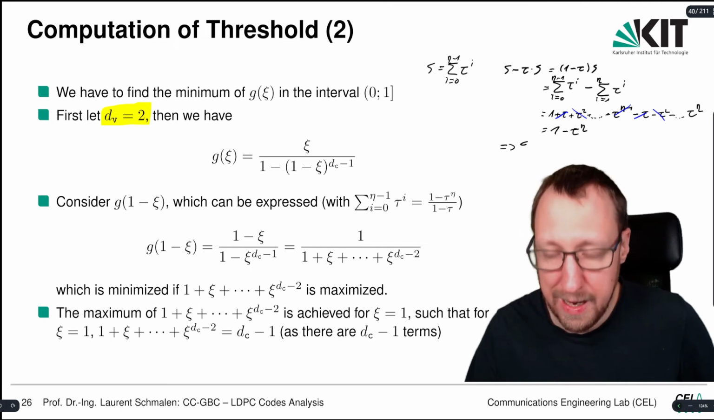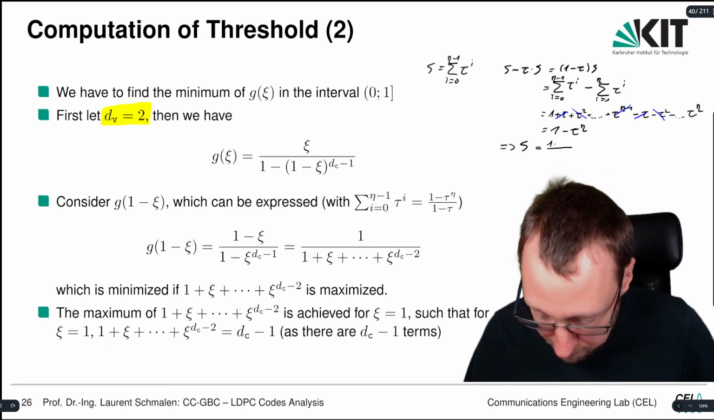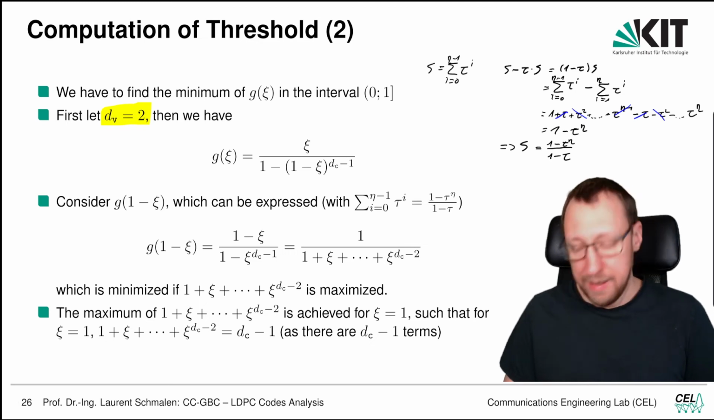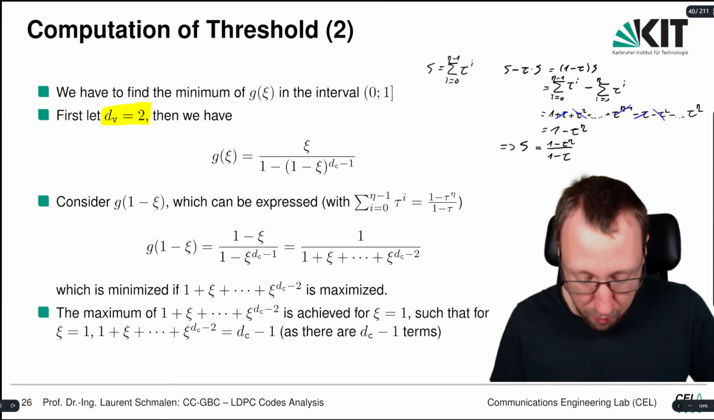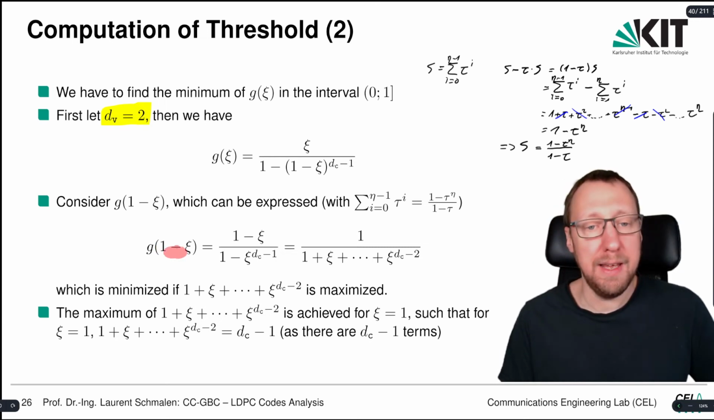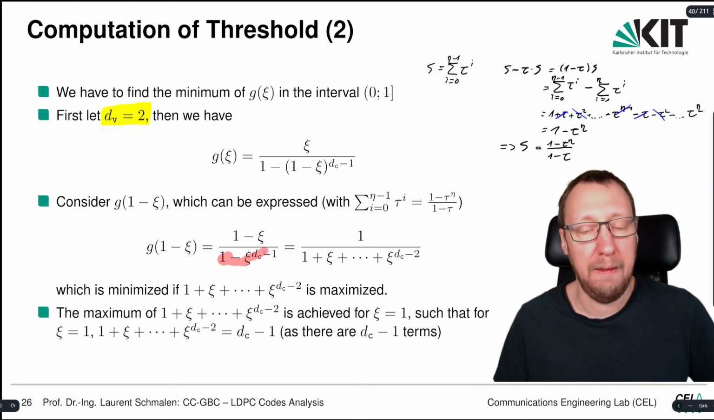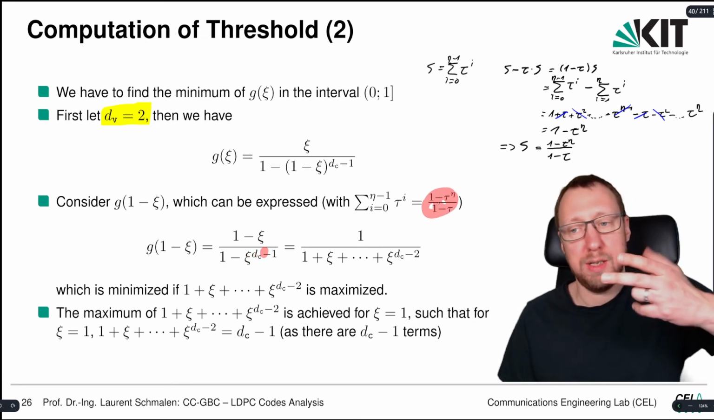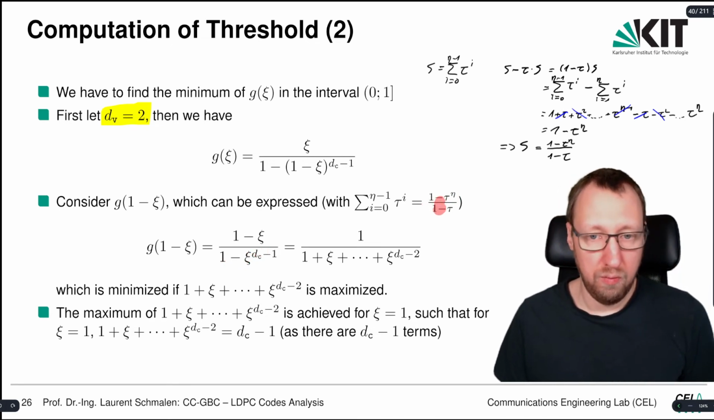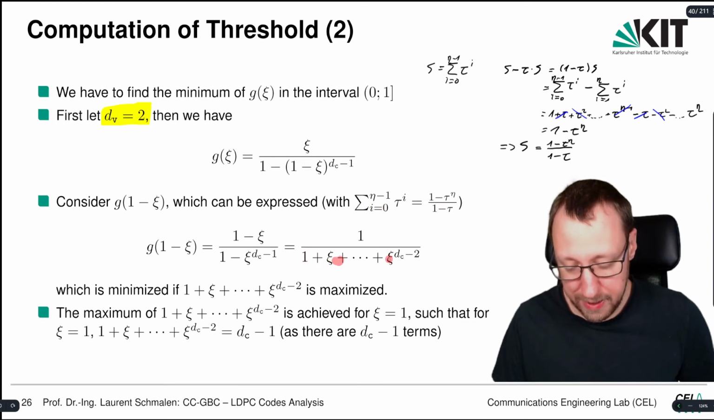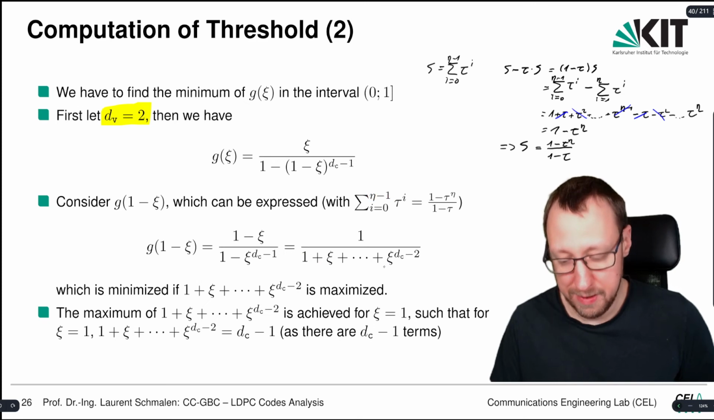So therefore we can say that s is equal to (1 minus tau to the power eta) divided by (1 minus tau). This is the truncated geometric series, and this is what we're going to use. So we express g of 1 minus xc, which is (1 minus xc) divided by (1 minus xc to the power dc minus 1). This is exactly what we have here, just flipped. This is equal to 1 divided by this sum here: 1 plus xc squared up to xc to the power eta minus 1, so it's dc minus 2.